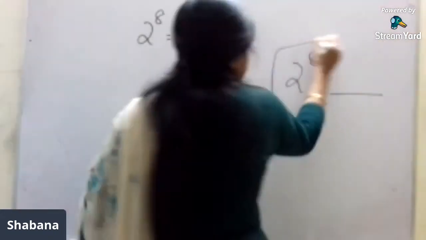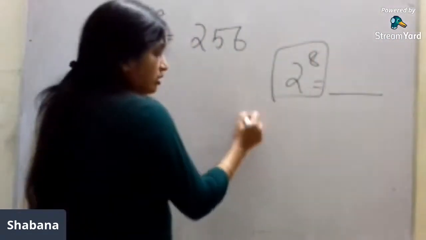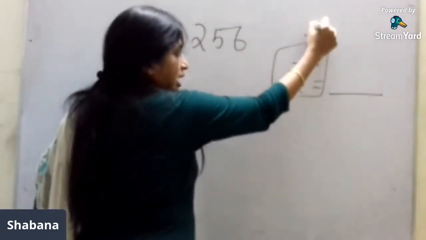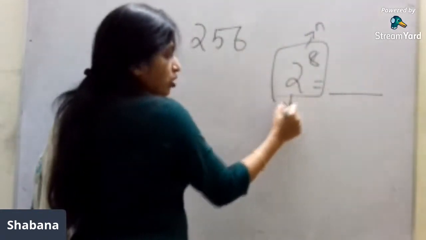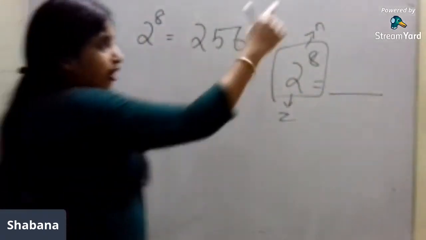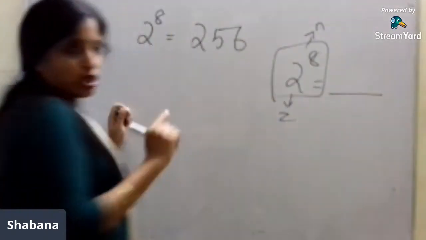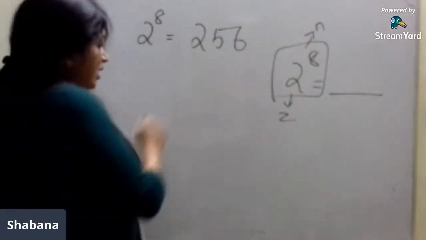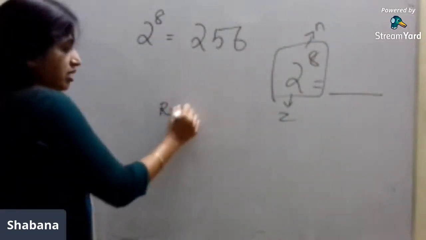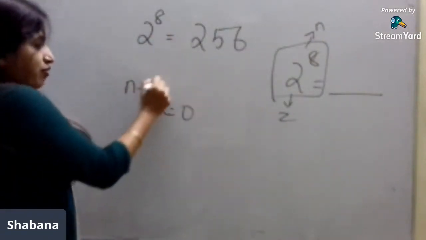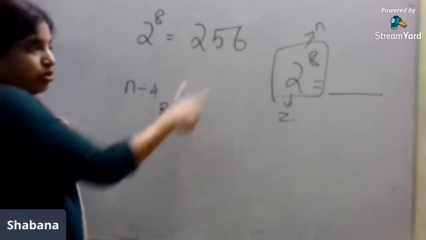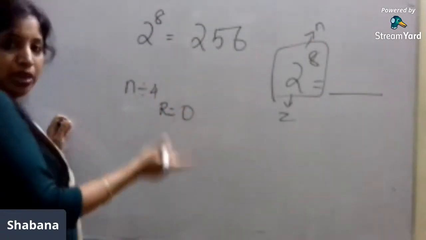Now 2 power 8 is here. As you know, this is your n. 8 is your n and 2 is your z. So I am going to divide n by 4. 8 divided by 4 leaves a remainder 0. So n is 8, I divide by 4, and my remainder is 0.